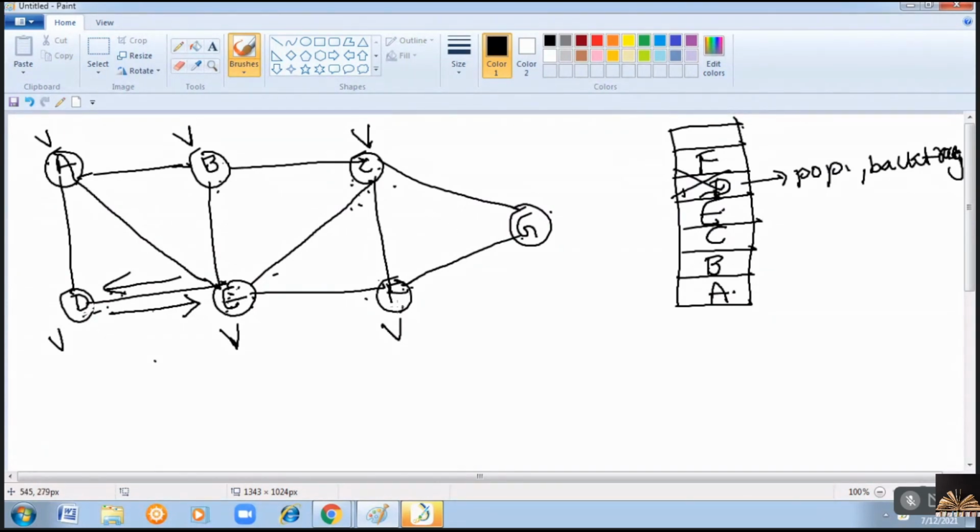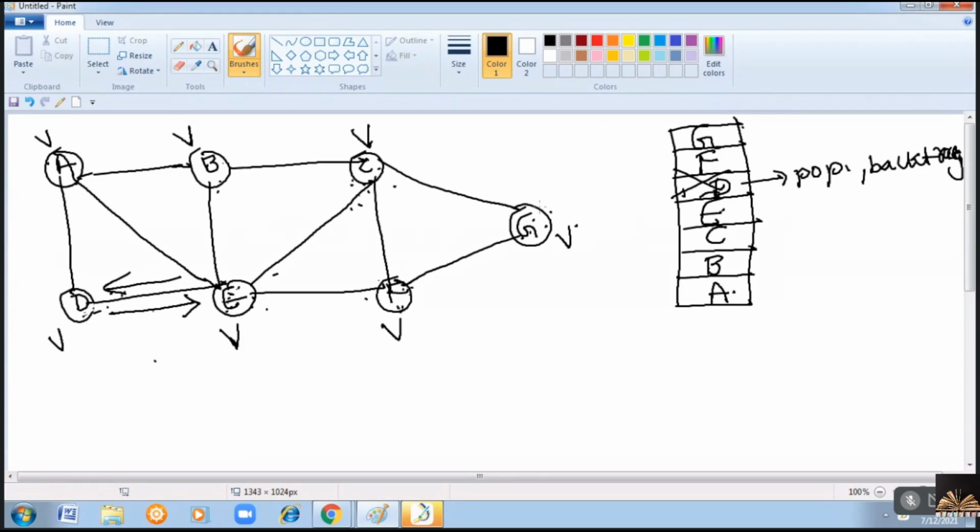Now consider F. Why? Because it is the top of the stack. The adjacent vertex of F which is not visited is G. C is there, E is there, but those two are visited. So you consider G and visit that vertex and insert into the Q. Visit and insert into the Q, right? Now the top of the stack is G.